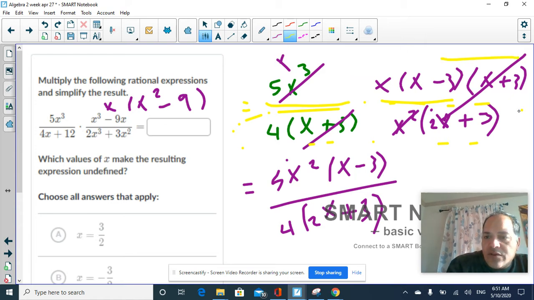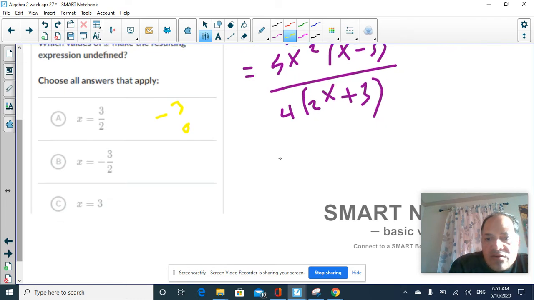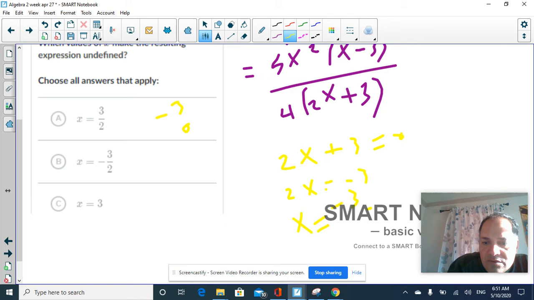If you use the whole denominator, we have x plus 3, so it means x equals negative 3. This is the first one. x squared, so it means x equals 0. 2x plus 3, solve it. Make it 2x plus 3 equals 0, so 2x equals negative 3, so x equals negative 3 over 2. So you have negative 3, 0, and negative 3 over 2.